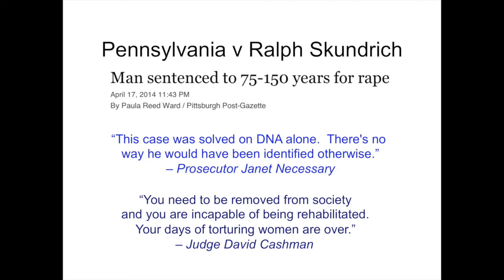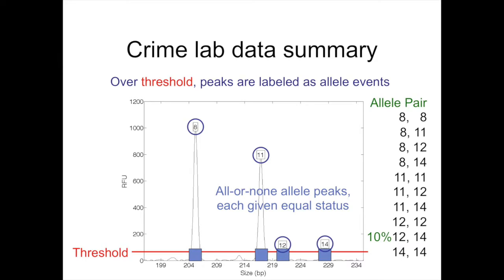Why did we get this case? Why was it sent to Cybergenetics in the first place? Why didn't they just use whatever the crime lab was producing as a match statistic as a result? The reason is that when crime labs interpret DNA mixtures or low-level DNA, they discard a huge amount of data and either produce no result at all or an artificially low match statistic. And this is how it happens.